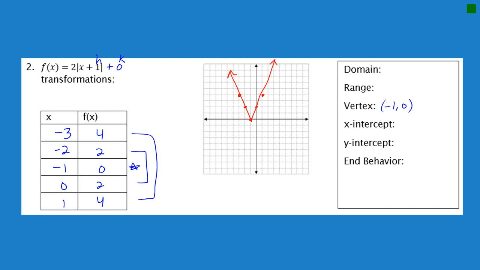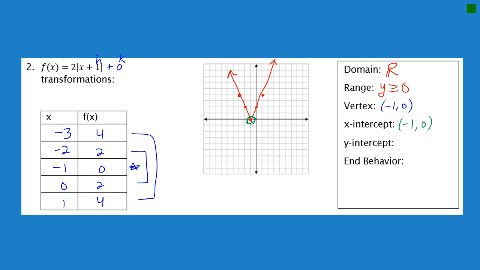So my domain is all real numbers. The range is going to be y is greater than or equal to, because it's facing up, and then I'm taking the y value of my vertex, which is 0. X-intercept is talking about where this graph crosses the x-axis. So that's this point right here that I'm circling in green, and you want to write your answer as an ordered pair. So that would be the point (-1, 0). That happens to also be the vertex.